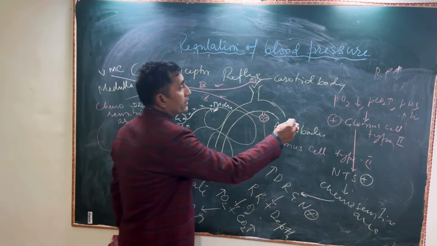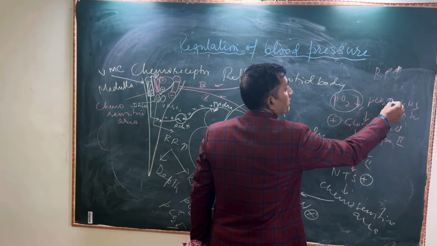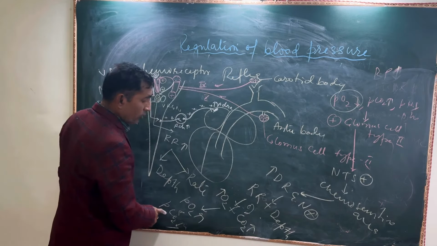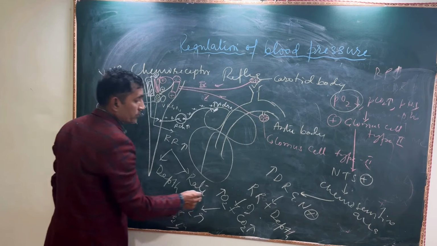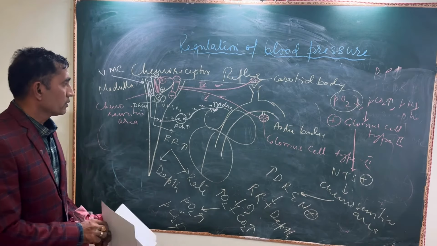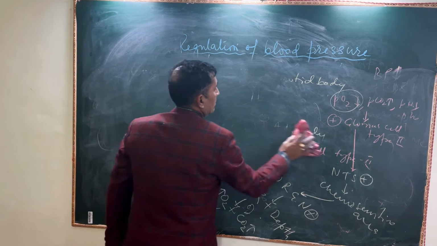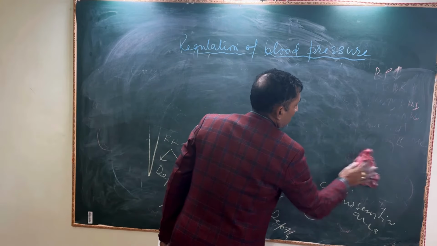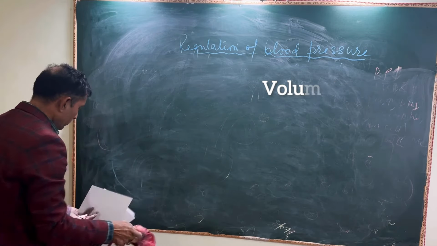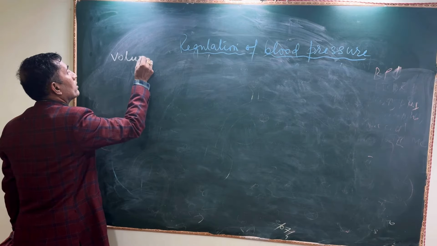So where did we start? With a decrease in the partial pressure of oxygen, and an increase in the partial pressure of carbon dioxide and the pH. And here it is just the opposite. So this is a reflex process, and this reflex is called the chemoreceptor reflex. Now coming to another important reflex, the volume reflex.